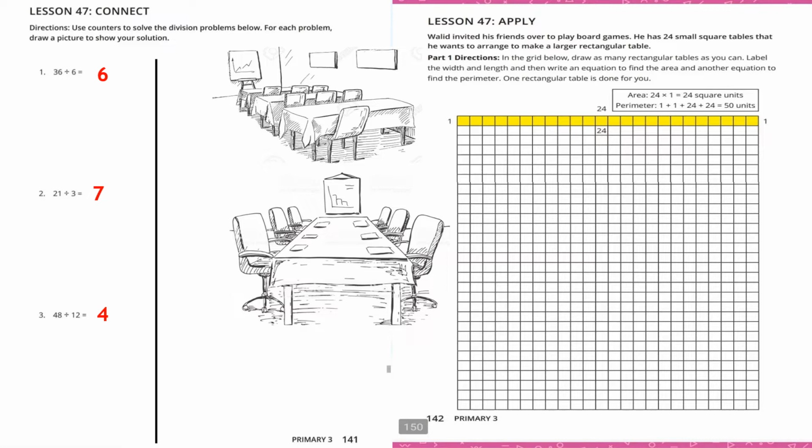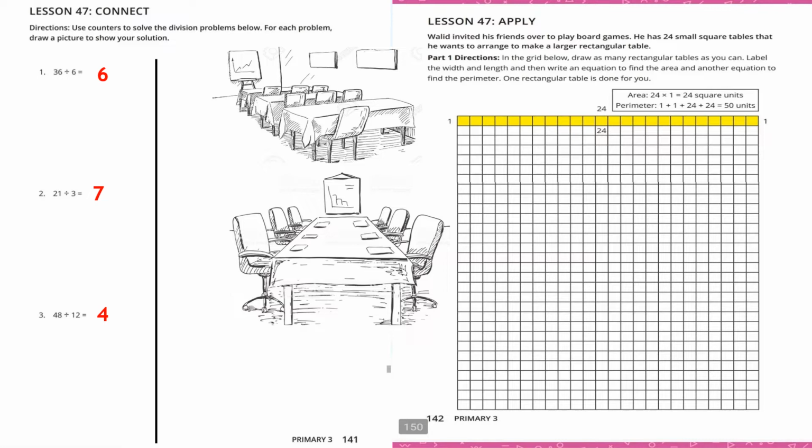Okay. Here in the apply part, Walid invited his friends over to play the board game. He has 24 small square tables that he wants to arrange to make a larger rectangular table. Okay, here we have, like this photo, some tables. He wants to arrange all of them together beside each other to make a large rectangular table. And the total should be 24 small squares. It means the total area should be 24 small squares.